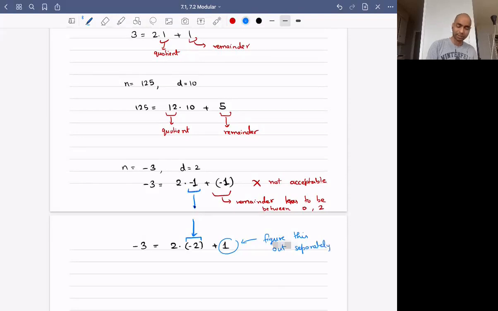Okay, so let me repeat. What I did was I first wrote -3 as 2 times -1 plus -1. That's just, I did the division algorithm for 3, and I multiplied everything by -1. But then the remainder was negative. That's not nice. So I took the quotient and I reduced it by 1.